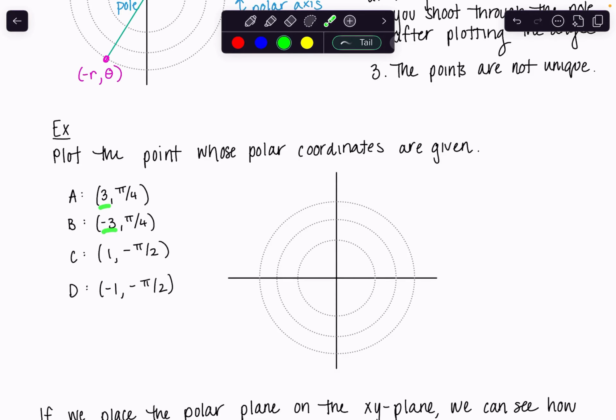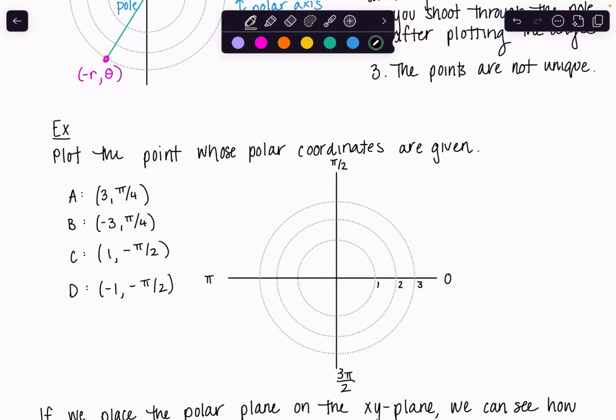So the first coordinate is my radius. So at most I need a circle of radius 3. So I'm going to just count these circles as a radius of 1. Our starting angle is 0. This is 90 degrees, which is pi over 2. This is pi, and then this is 3 pi over 2.